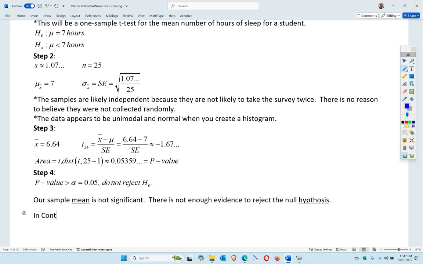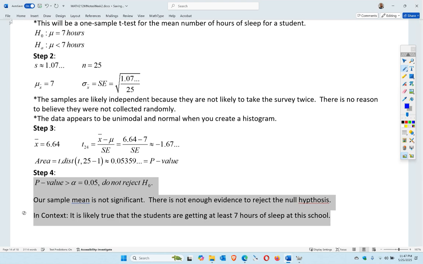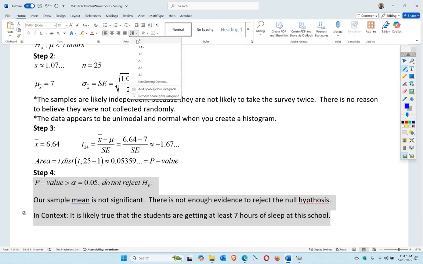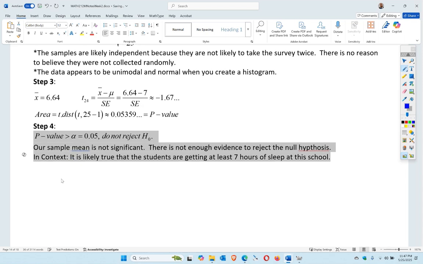So in context, it is likely true that the students are getting at least 7 hours of sleep at this school. Notice how I'm kind of hedging my bet, because you don't ever know for sure, right? These things are our best guess essentially. We don't ever know for sure.